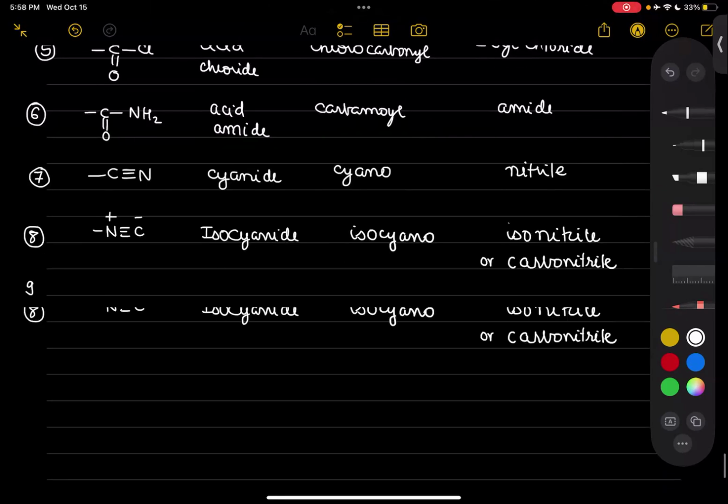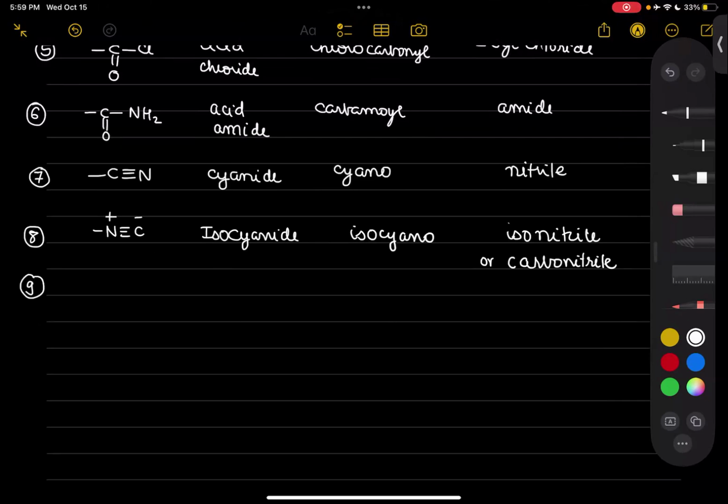Now, after this, we have a very important functional group. This is known as aldehyde. The prefix is formyl, or oxo. And the suffix is al.